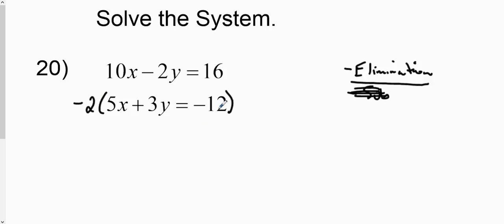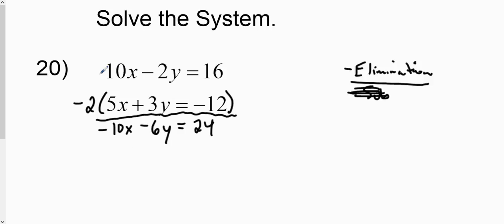When I do that, I will get negative 10x minus 6y, and that's going to equal positive 24. Now, I can take this expression and add it to the top expression. So now I'm going to create a new system. Let me just draw a line right there.